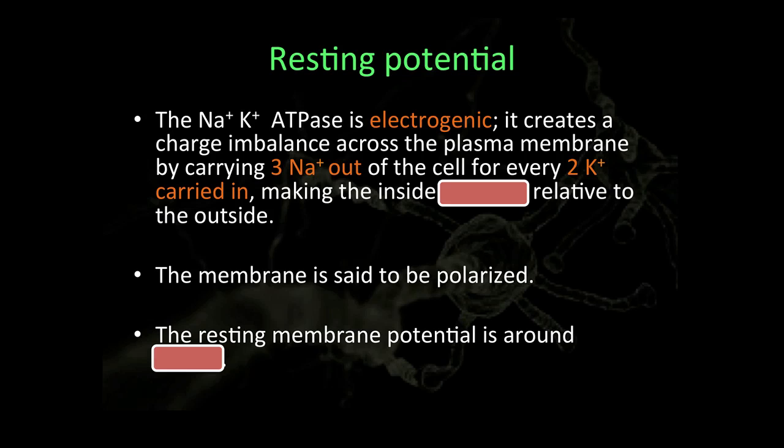So for every 3 Na+ ions that go out, for every 2 K+ that come in, you'll require 1 ATP molecule because you need energy for this. Alright, and it makes the inside what relative to the outside? That's correct. It makes the inside of the neuron negative relative to the outside. So we say that because there's this imbalance of charge, the membrane is polarized.